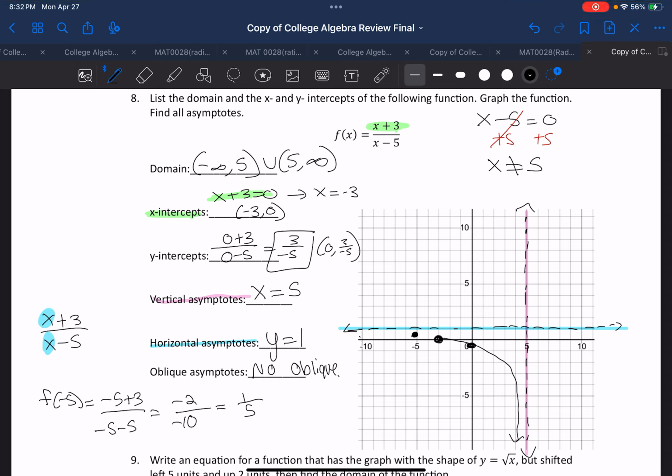And so this is just going to get really close to that horizontal asymptote, but it's not going to touch it.